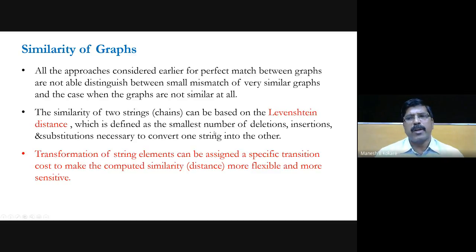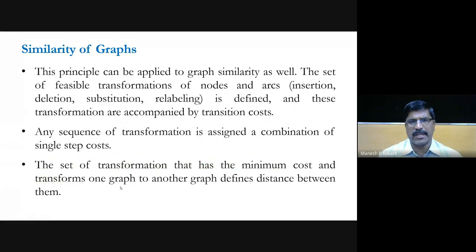So either you have to delete, or insert, or substitute to convert one string into another. This is done with the help of the Levenshtein distance, so we can measure the distance. Every operation, deletion or insertion or substitution, will cost a unit. The transformation of string elements can be assigned a specific transition cost, so that the computed similarity, that is the distance, is more flexible and more sensitive. Now, how it is done, let us take one example in my next slide.